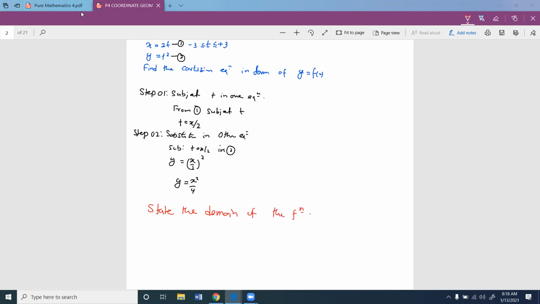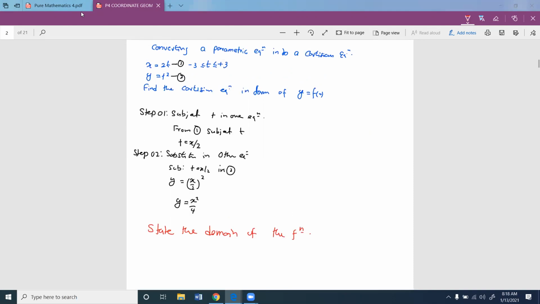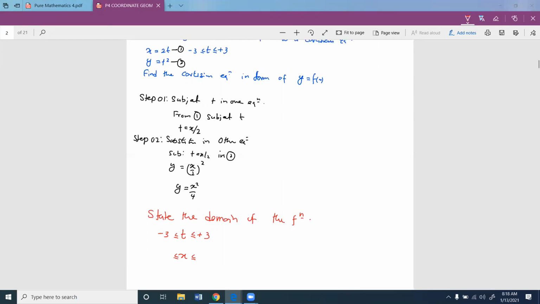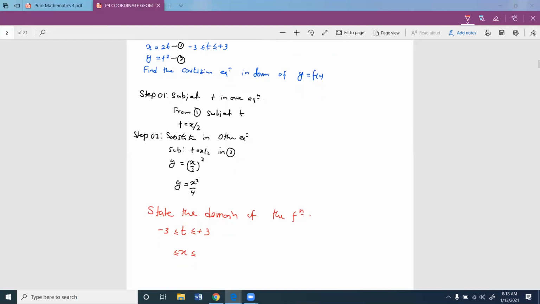So here, for the domain of the function, we use this information to get it. We know that t varies from where to where? t varies from minus 3 to plus 3. Then according to that, what are the answers for x? Then x varies from where to where? If you just work it out, the variation comes from minus 6 to plus 6. So this would be the domain for this question, right?